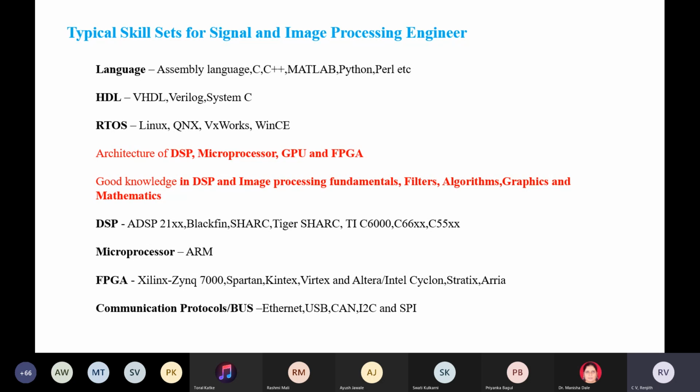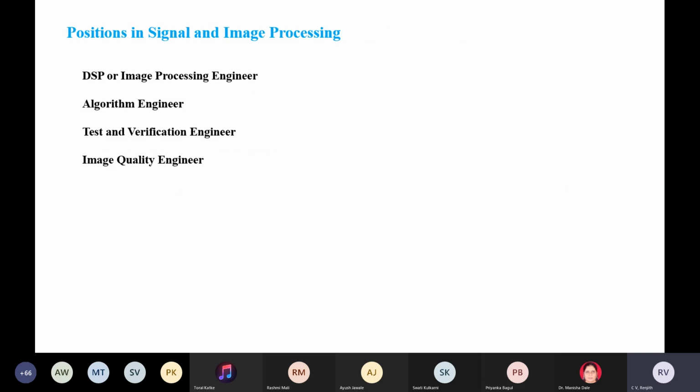Then you need to know programming languages, MATLAB, HDL, and RTOS, etc., and various communication protocols. So these are the various roles there.